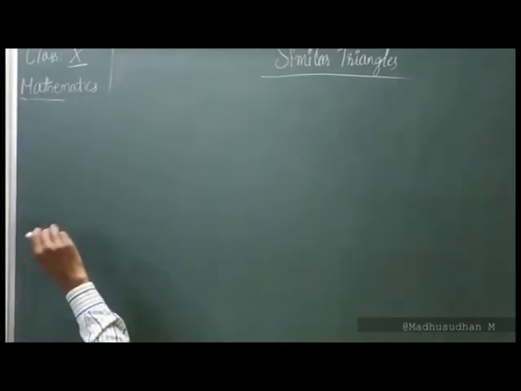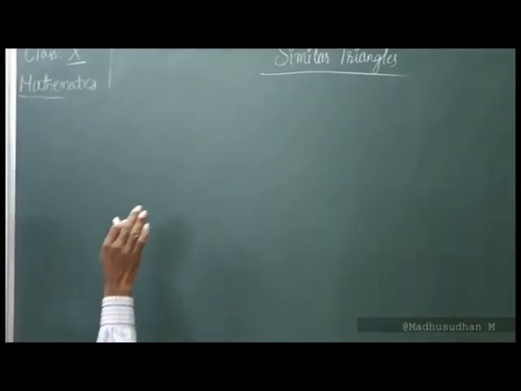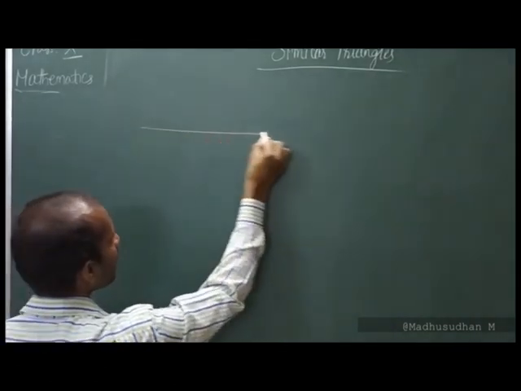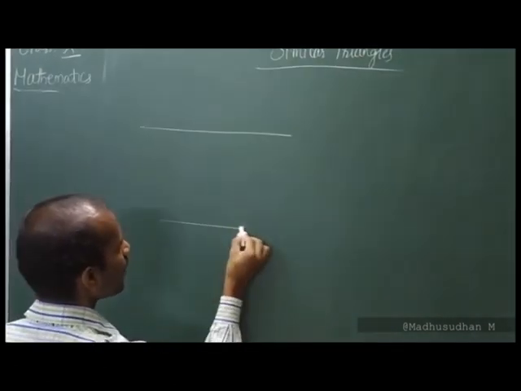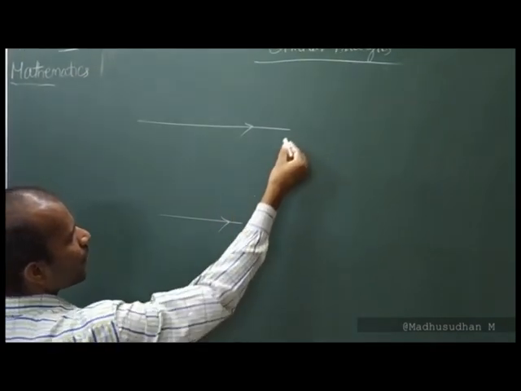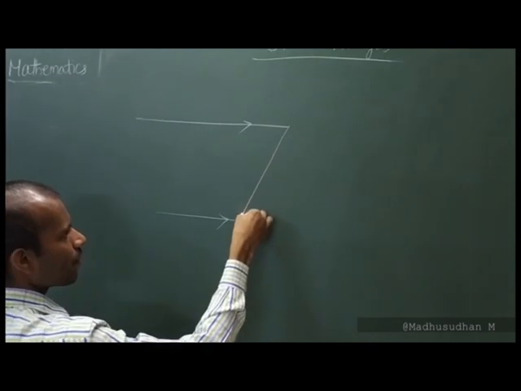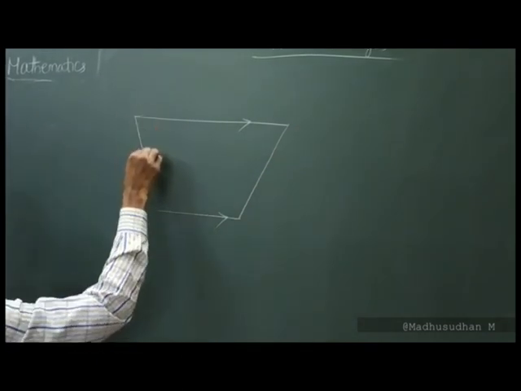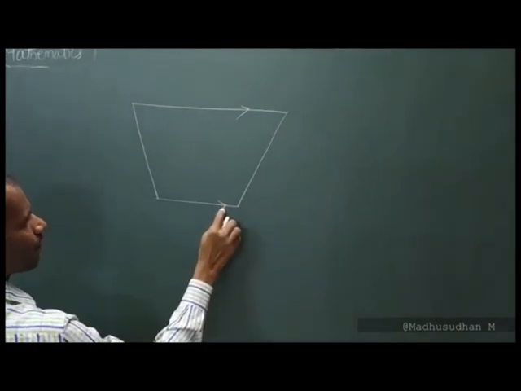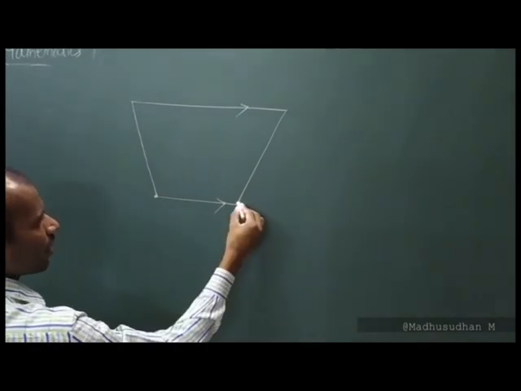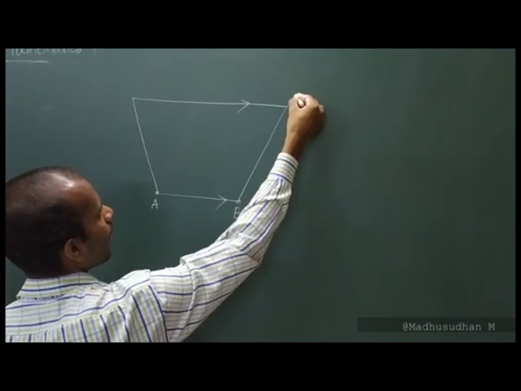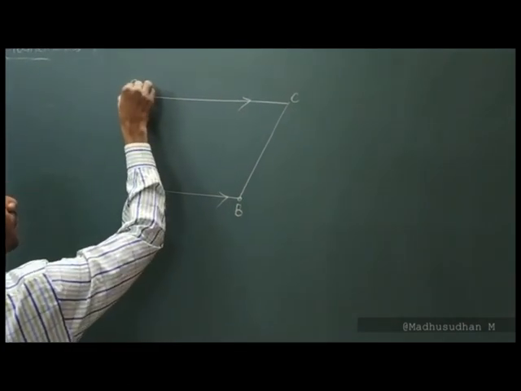So one more important topic even before we start with the basic proportionality theorem. Suppose I have two parallel lines like this. Let me join this and let me join this part. So these two are distinctly parallel lines. Let me call this A, this B, and this C and D.